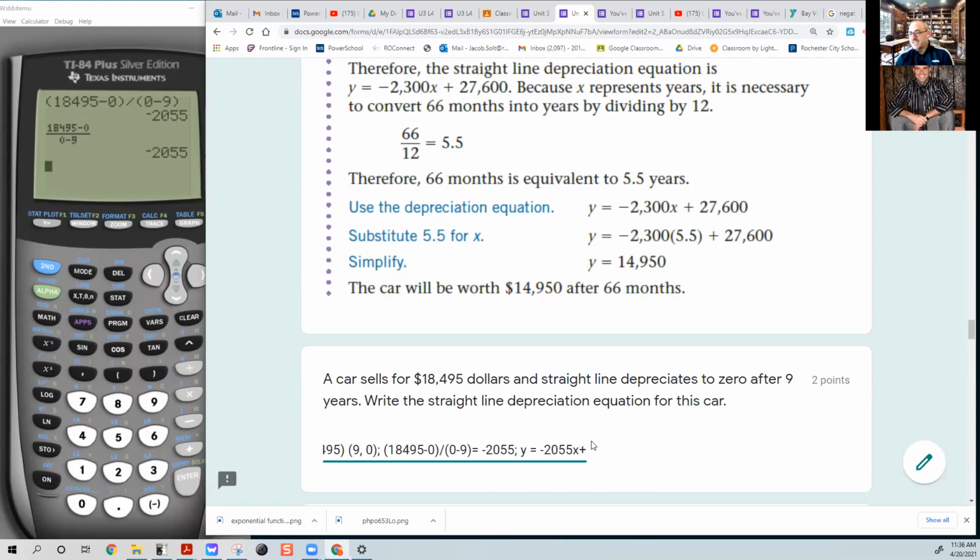B is the y-intercept. I don't know if that's harder for you or not. That's actually where the function starts. And the function started right there at 18,495. So if I wanted to go back here, I would say 18,495. That's the equation. That's the only part of this you actually needed: y equals negative 2,055 times x plus 18,495. Everything else was just the work to get there, step by step. All right.